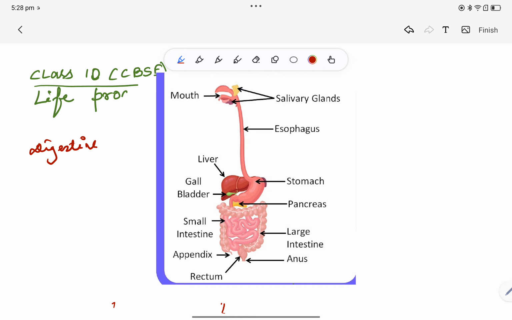Now, digestive system. So this picture that I'm showing you, the entire thing is called the alimentary tract. I'm writing it here.